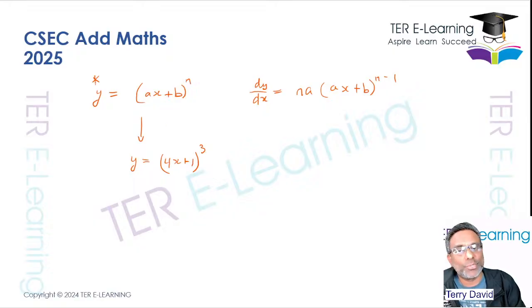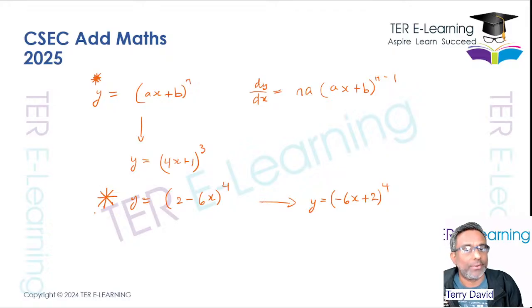Yes, I could use this formula to work this out. If I had something like y is equal to (2 minus 6x) to the power 4, I could still use this formula to differentiate this. All I need to do is write this as y is equal to (minus 6x plus 2) to the power 4. This is something that CXC likes to bring, because students don't realize that they can use that formula.